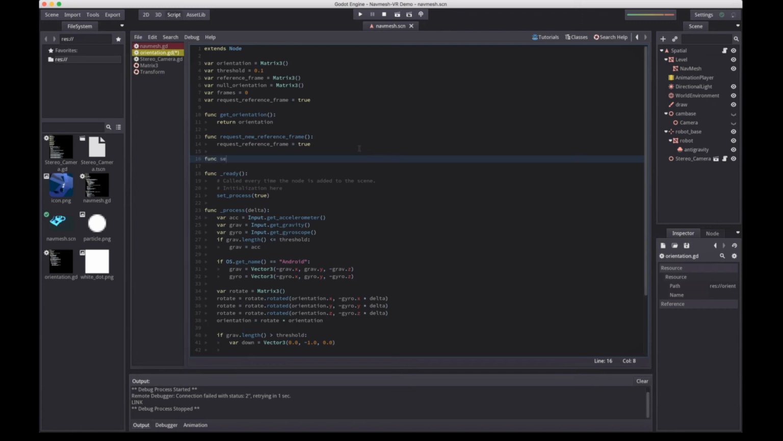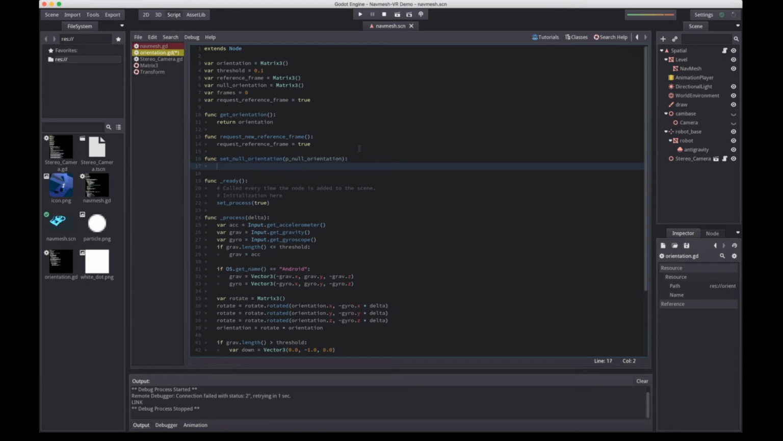The next function is obviously setting our null orientation, because this is something that our game will give our logic. And this is again going to be even more important in our next part of our tutorial when we handle moving around in our world. But for now, we're just going to get a starting position for that. So that's just a simple copy.